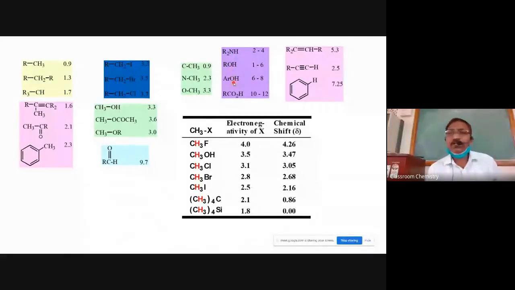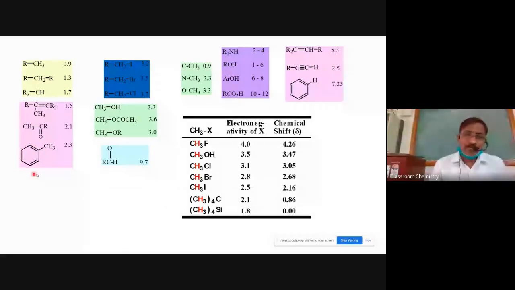Similarly, it is observed for heteroatoms like nitrogen, oxygen, and when it is attached to the aromatic ring, whether it is attached to an aliphatic ring, that value further decreases. Similarly, when the protons of this methyl group are attached to the unsaturated system, its delta value increases from 0.9 to 1.6. Similarly, for the methyl group protons, we can observe the delta value 2.1 with respect to 0.9 when it is attached to a carbonyl group.